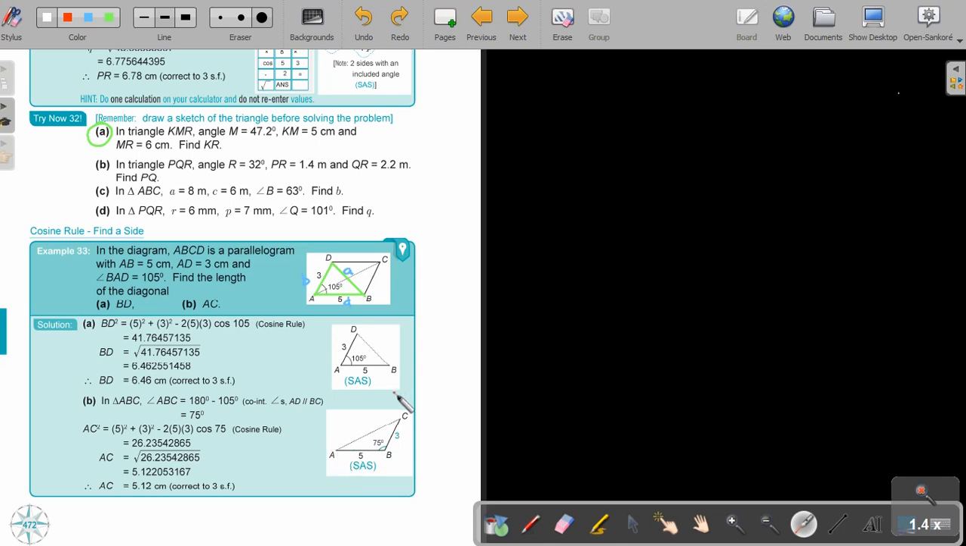Now AC. Now you must look at what you have. In this case, you also have a side, a side and an angle. Now, how do you get this angle? This is a parallelogram, so the sides are parallel. To get that angle, it's just 180 minus 105, and then you get it. And then you do exactly the same, and you get your answer. Just a little bit of a practical example.